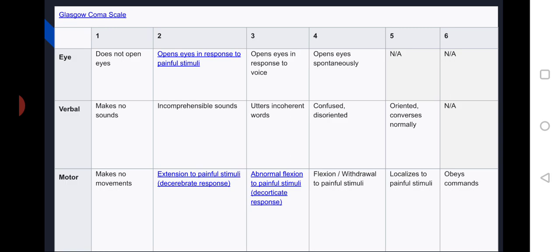this is a way to objectivize what you see. Yes, because it's quite easy to say that a patient that does not open the eyes, that makes no sounds, that generally is not reacting to anything, is in far worse condition than one who opens the eyes spontaneously, is oriented and converses normally, and so on. However, the Glasgow Coma scale is a way of objectivization of what you can examine on the patient. Yes. So this is the objectivization that I was talking about.